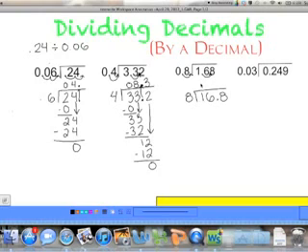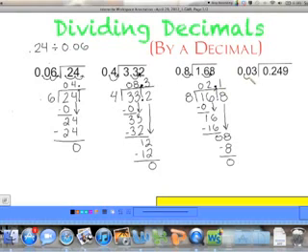8 can fit into 1 0 times, and 0 times 8 is 0. 1 minus 0 is 1. Bring down the 6. 8 can fit into 16 2 times. 2 times 8 is 16. 16 minus 16 is 0. Bring down our next number, 8. 8 can fit into 8 one time. 8 times 8 is 64... 8 minus 8 is 0. And then our last step is bring up that decimal. So our final answer is 2.1.